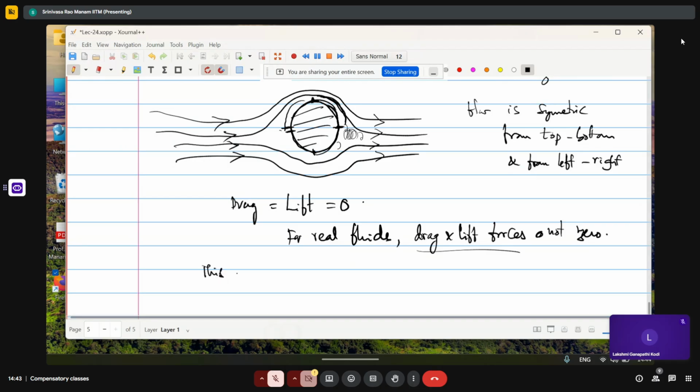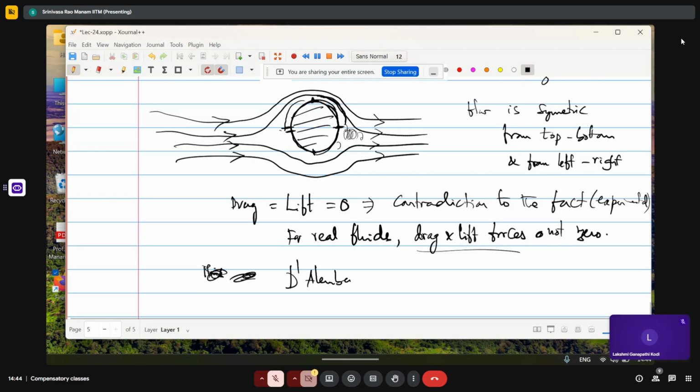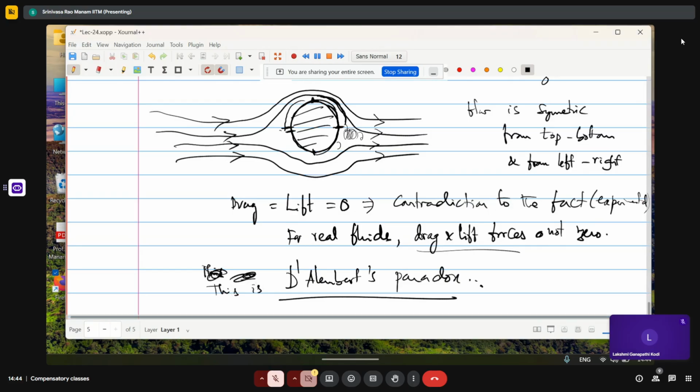This implies a contradiction to the experimental fact that for real fluids they are not zero. So this is what is called D'Alembert's paradox. This is called D'Alembert's paradox. Okay. So I just leave it here. Okay. So what is the next point?